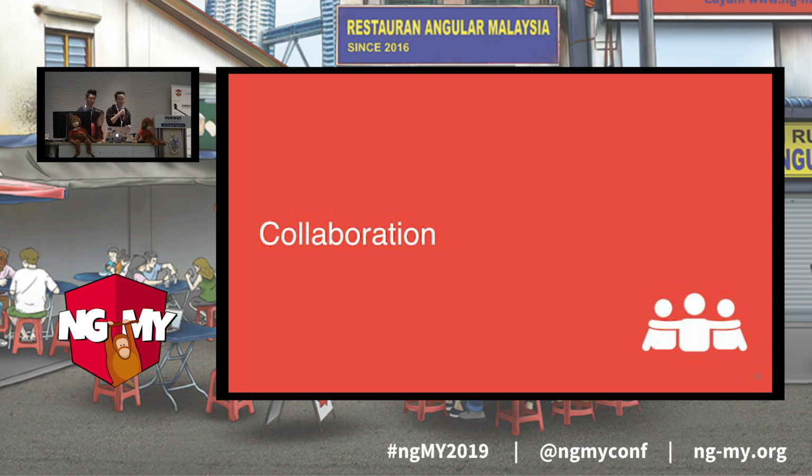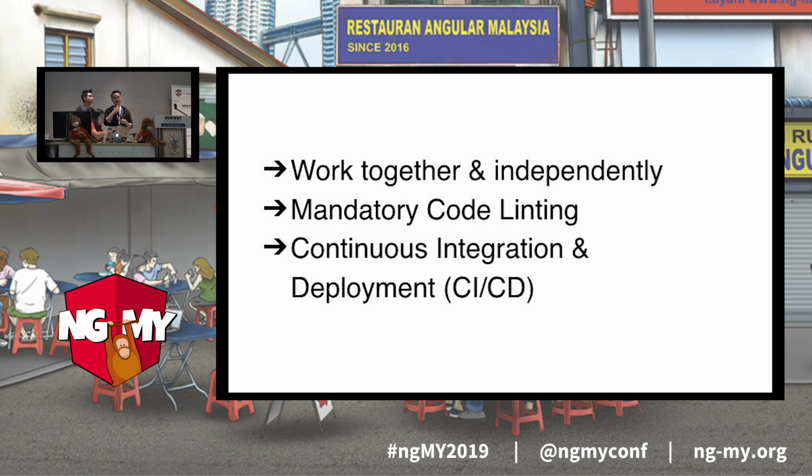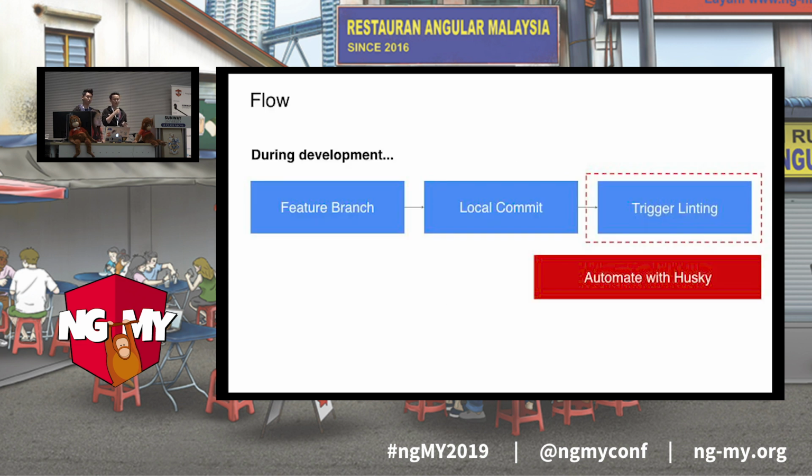For the collaboration part, we know that there will be more than one of us working on our project, which is three of us. We work together, and sometimes we work independently at different times. So code quality is an important concern, and we set up code linting for every commit. We set up the CI/CD pipeline to do the auto deployment. When the automation is set up, we do not need to do manual work for deployment. For every deployment, we create a feature branch.